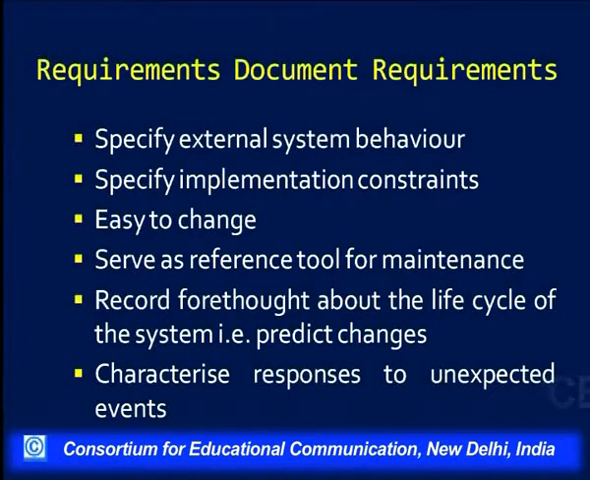So basically, the requirement specification document specifies the external behavior of the system, that is, how the system is going to behave with its environment, with the actors and factors in the environment, like the statutory bodies, the clients, customers, the suppliers, etc. Then it will specify the implementation constraints, the various constraints that we have discussed, like hardware or software constraints, security constraints, or maintenance constraints, etc.